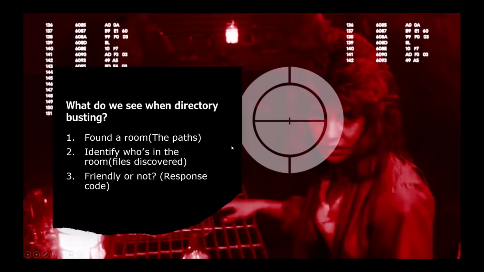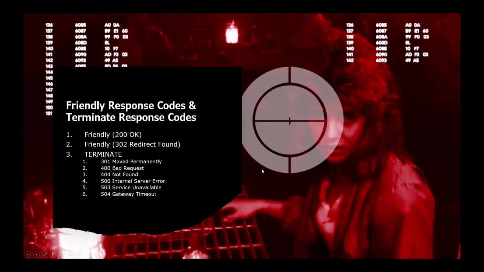Now, what do we see when directory busting? We're going to see these 3 things. We're going to find the room, which is going to be our path. We're going to identify who's in the room, which is the files discovered, and are they friendly or not, which are the response codes. There are 2 friendly response codes to look out for, and then 6 that we terminate. We have to look for a good 200. That's an okay. 302, a redirect found. We need to know where it goes, and this helps lead us there.